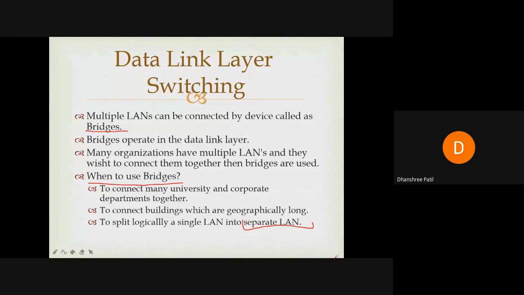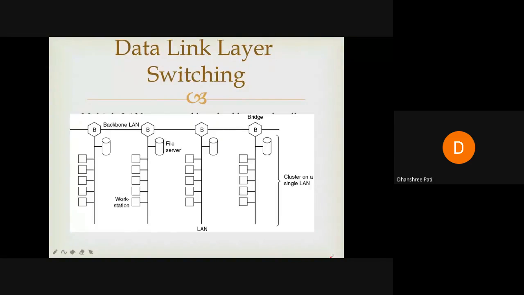Now how these bridges are actually designed and used is shown over here. So all these are the workstations, 1 2 3 4, 1 2 3 4. This is the file server and this is the bridge, indicated by B, and it is a backbone line LAN, meaning only one LAN which is divided by a number of bridges. So this is one network where the different LANs are connected with each other by using the bridges.